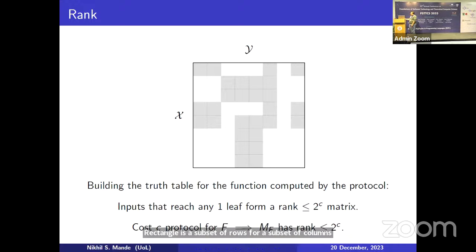So in the end, what is the communication matrix? It's just the sum over all one leaves of the corresponding monochromatic rectangles, right? Because the rectangles are all disjoint, and every input must go to one of these one rectangles.